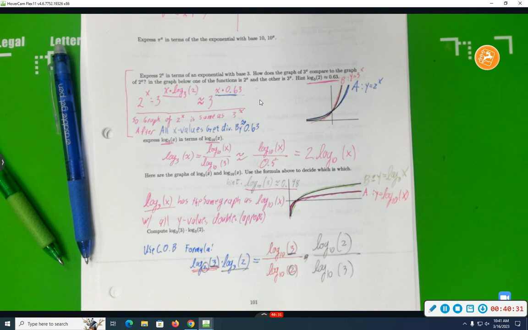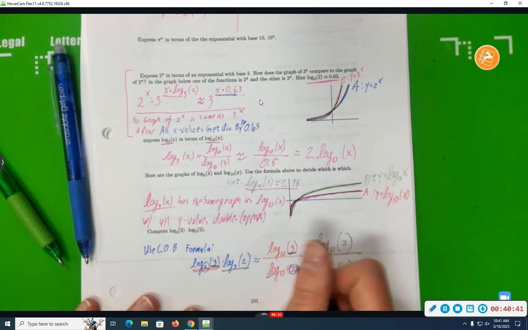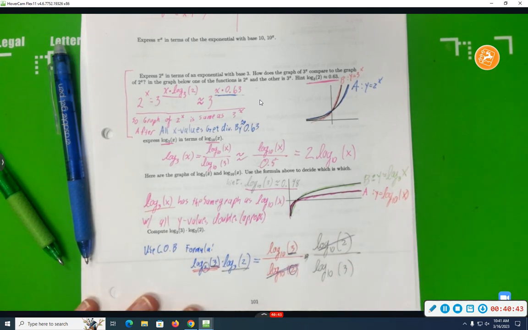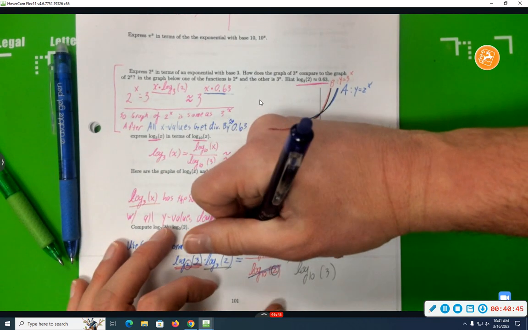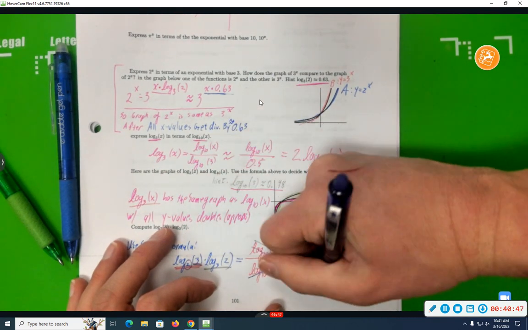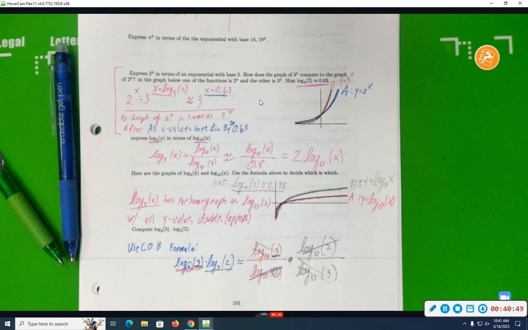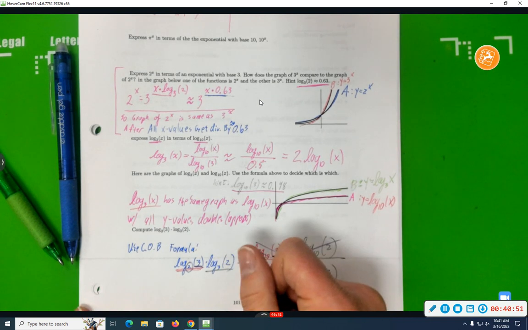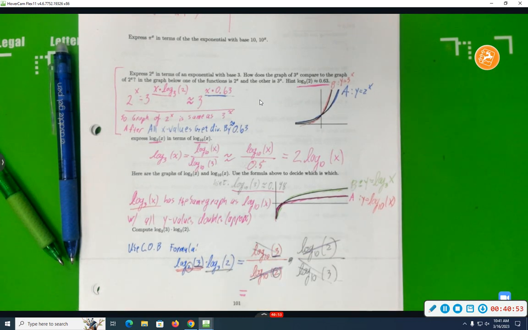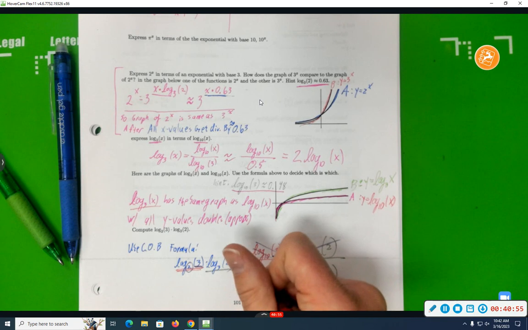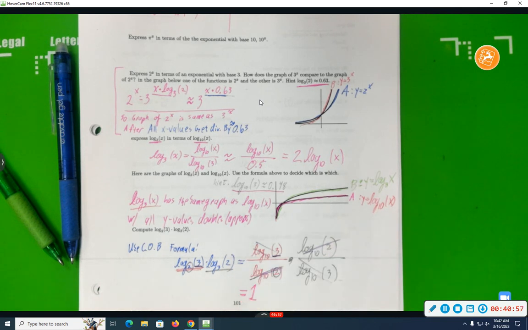Take a look at that. Do you see anything that cancels up there now? Yeah, it looks like it all cancels. Hold on. The log base 10 of 2 cancels with the log base 10 of 2. The log base 10 of 3 cancels with the log base 10 of 3. When you see fractions and everything in that fraction cancels, what do you wind up with? So this, in fact, is just equal to 1.